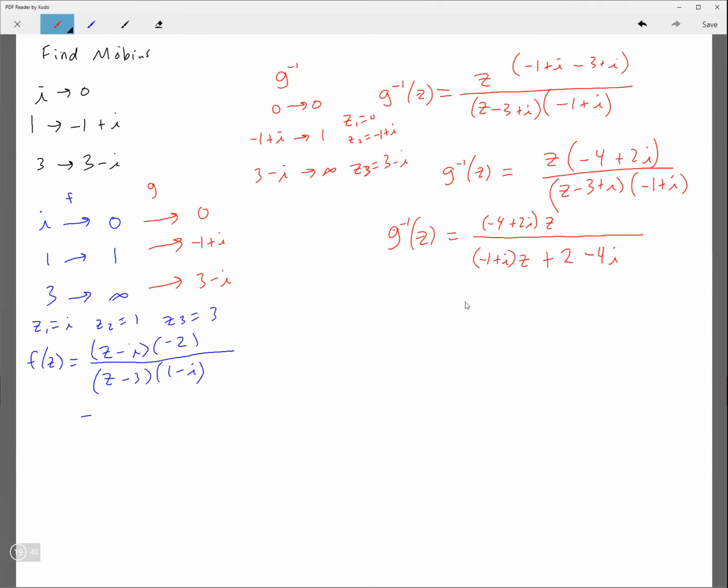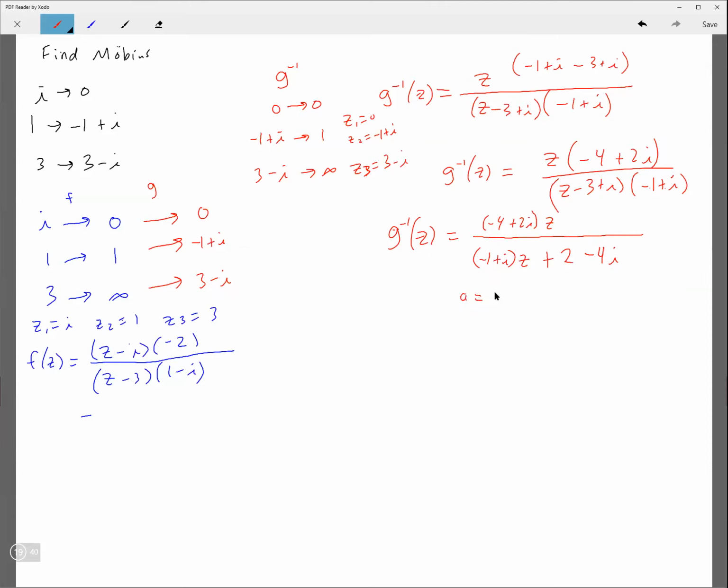Okay, so this one is a Möbius transformation. Let me just mark it here. So this is my A right here. And then here, this is where B would be. So B is 0. And this is C. And this is D. Okay, so Az plus B over Cz plus D.